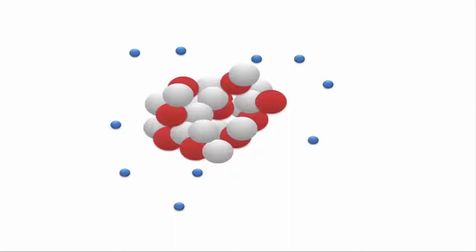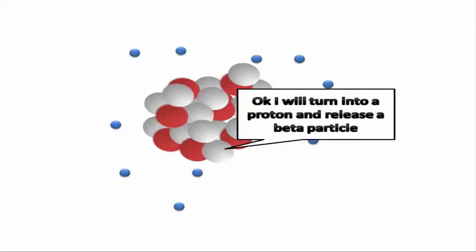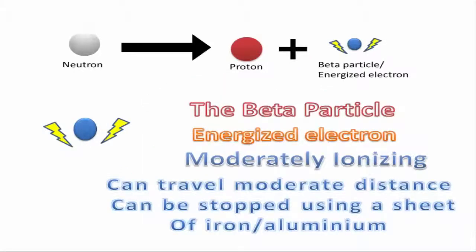Second option, the beta particle. If an atom is extremely unstable due to a larger number of protons or a larger number of neutrons, then it has two options. If it has more protons, then a proton can turn into a neutron, or if it has more neutrons, then a neutron can turn into a proton and release a beta particle. A neutron can turn into a proton plus a beta particle, and a proton can turn into a neutron plus a beta particle.